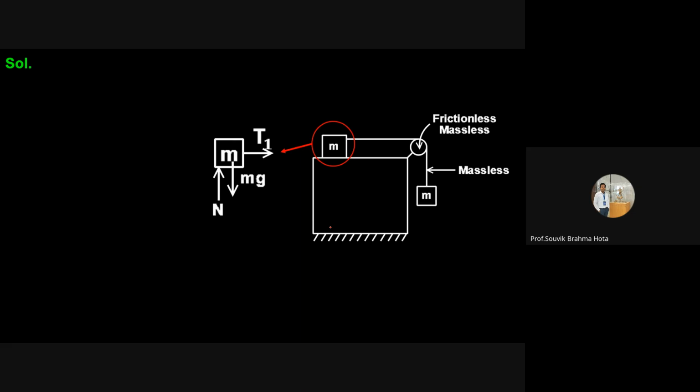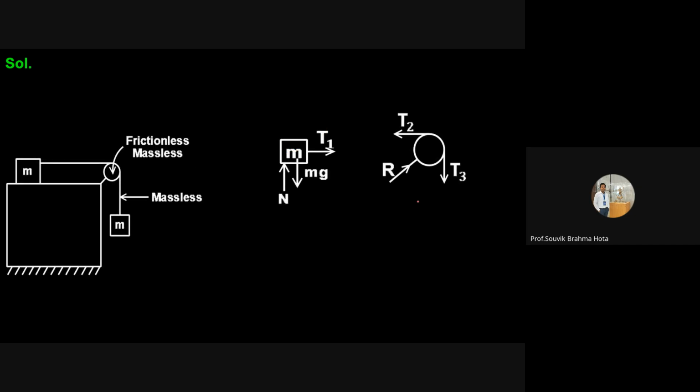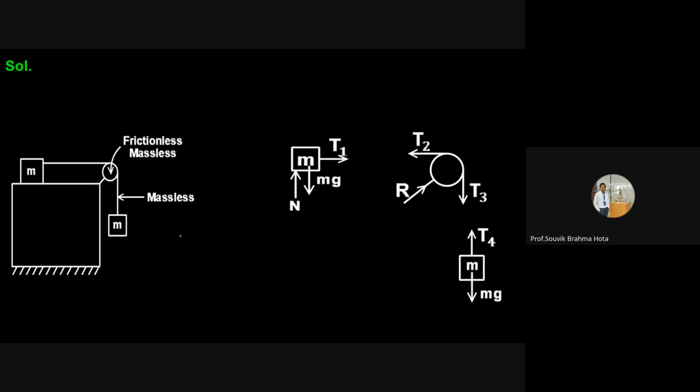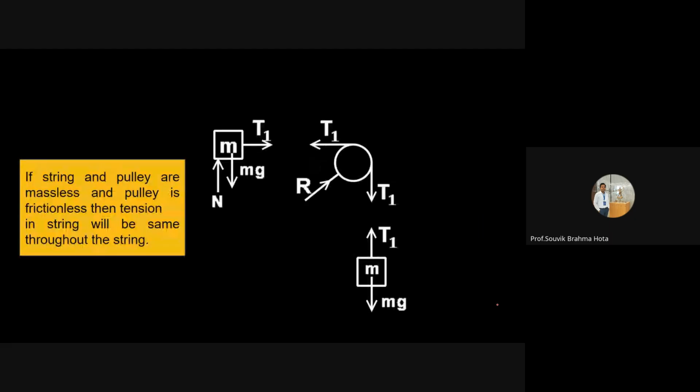for the m mass, the upper mass, you give the tension in this direction. So we have to give tension in this direction, and it has mg weight in this direction and normal reaction in this direction. And then if you consider this part, it has tension in this direction, and reaction in this direction. Okay, now you consider the mass below this mass. So this tension is in the upward direction, downward direction is your weight, and the mass is here.